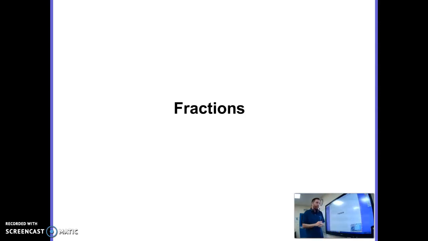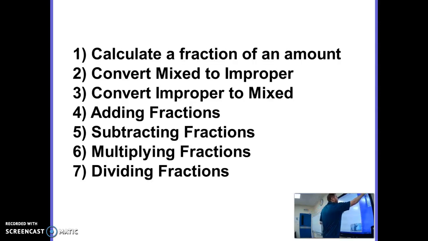This is part one of a two-part tutorial covering these topics on fractions. In this part we are going to cover the first three there. We're going to do calculating a fraction of an amount, and converting from mixed numbers to improper fractions, and from improper fractions to mixed numbers. Part two will cover the four operations: adding, subtracting, multiplying and dividing fractions.